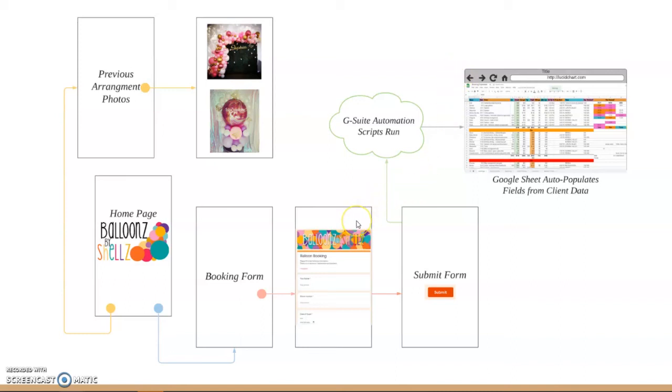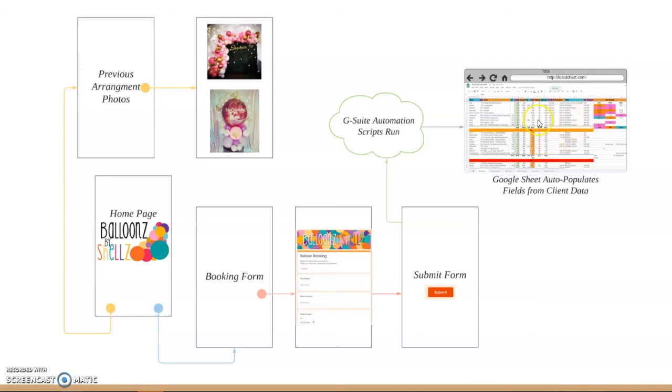Like I said, the form will auto-populate. This sheet will auto-populate with data from the client's data from the form. And so you could have like name, address of the event, different types of color of balloons, X, Y, and Z. The list and the options are unlimited, to be honest.